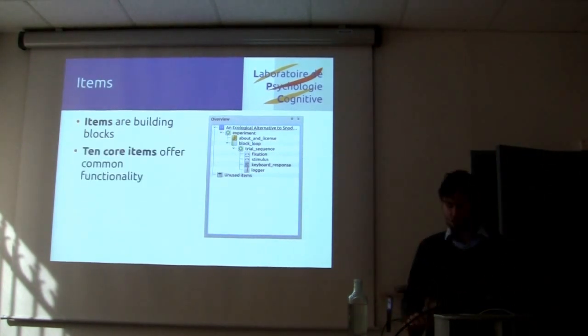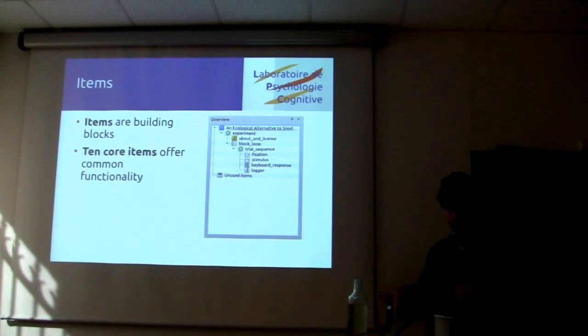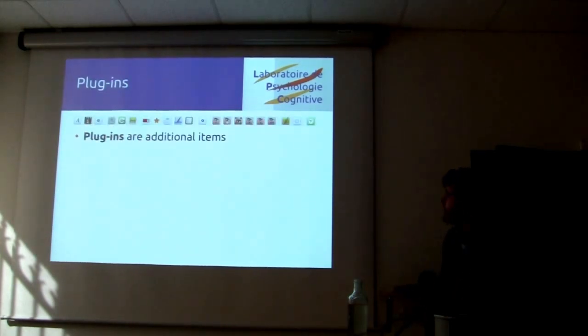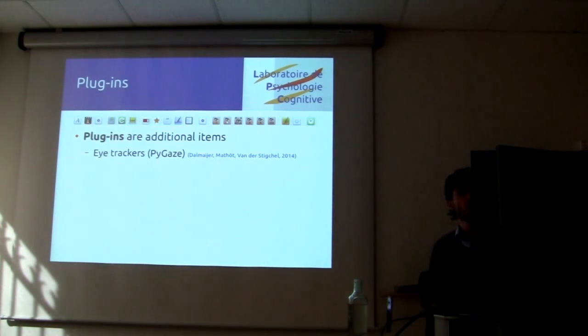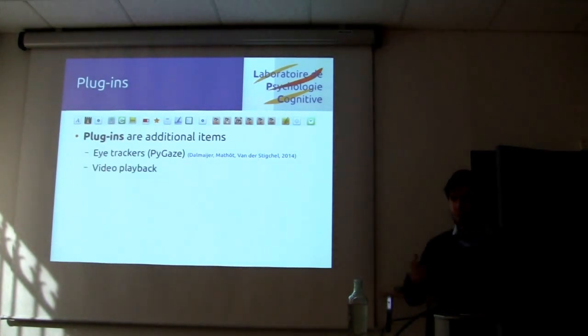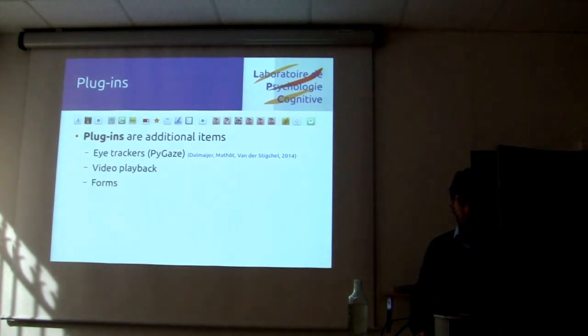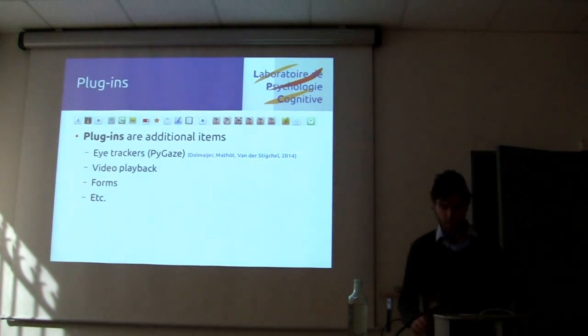There are 10 core items that have the most basic functionality, really things you need in every experiment, like presenting visual stimuli and recording keyboard responses. And then there are many plugins that offer additional functionality, which can basically be anything. There is a set of plugins, the PyGaze plugins, which allow you to work with eye trackers. I use that myself a lot. That's developed primarily by Edwin Dalmaijer. There are plugins for video playback that Daniel mostly maintains. There are plugins for forms, the questionnaire functionality, basically, which are very important, etc. There are a whole bunch of plugins that do various things.